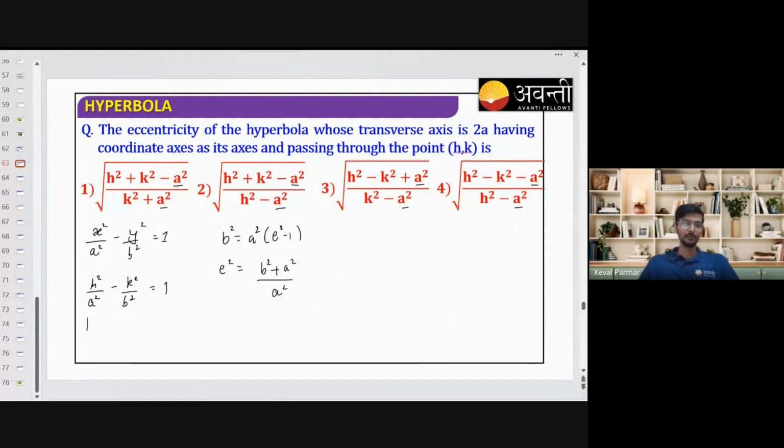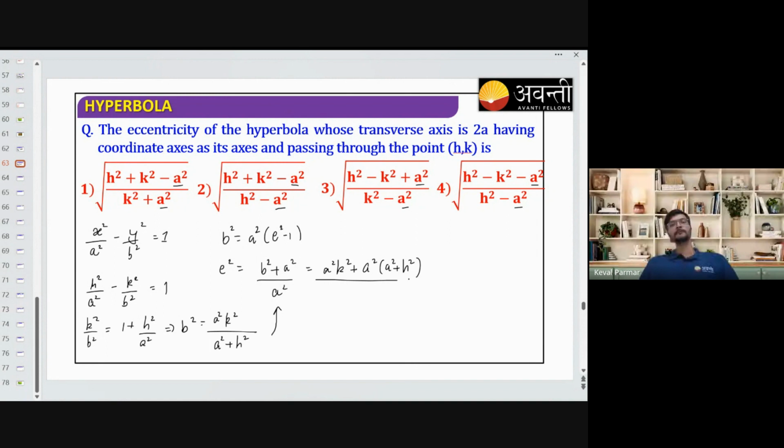So from here, we can get k square upon b square is equal to 1 plus h square upon a square. So that means b square will be equal to a square k square upon a square plus h square. Let us substitute it here. So we'll get a square k square plus a square into h square plus h square. I am taking LCM simultaneously. a square k square plus a square into h square plus h square upon a square into a square plus h square. So we can cancel out a square by taking common.